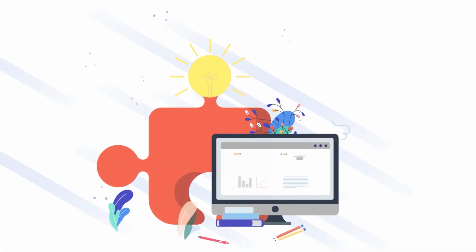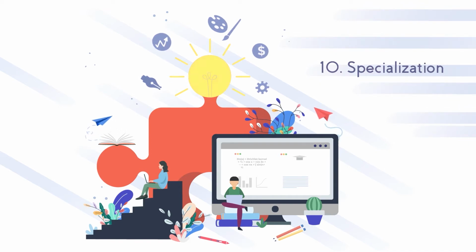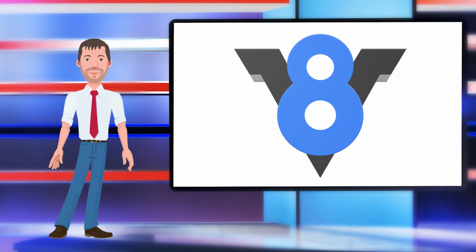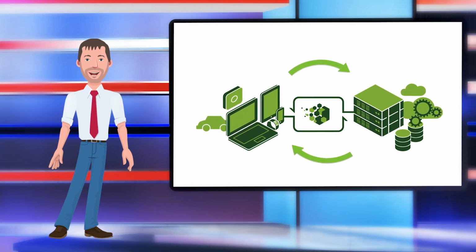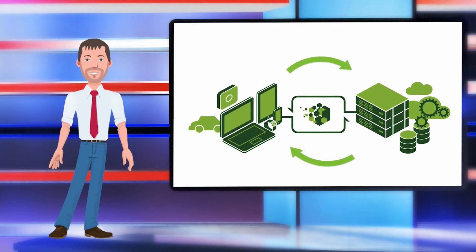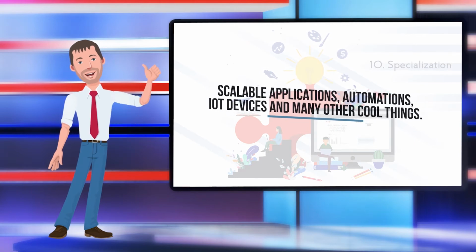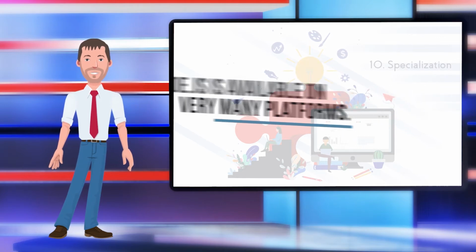Since you now understand the building blocks of computers and how everything fits into the equation, you are ready to move on to the specialization you chose, Node.js. We'll start our journey by looking at how the main execution environment works, the V8 engine, what it was created for, and how it evolved to where it is now. We'll learn about server-specific JavaScript APIs, to arm yourself with the right tools for building scalable applications, automations, IoT devices, and many other cool things. Node.js is available on very many platforms.